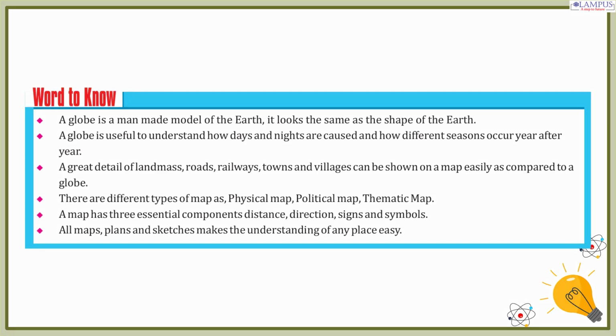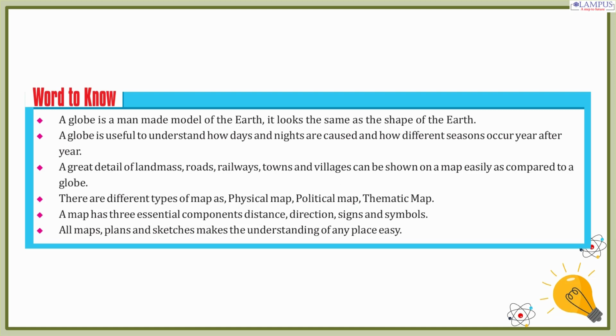Word to know. A globe is a man-made model of the earth. It looks the same as the shape of the earth. A globe is useful to understand how days and nights are caused and how different seasons occur year after year. A great detail of land mass, roads, railways, towns and villages can be shown on a map easily as compared to a globe.